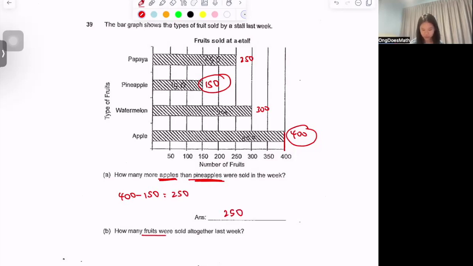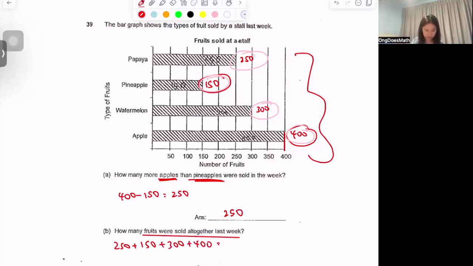Next, how many fruits were sold altogether? So total. So you just have to sum them up. So it just means 250 plus 150 plus 300 plus 400. So that should give you 1100. Cool.